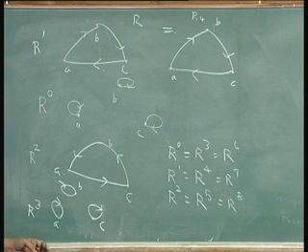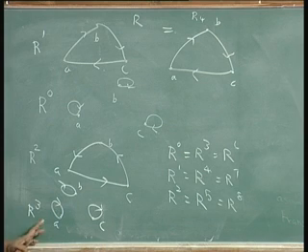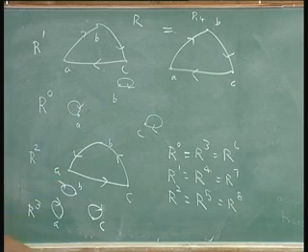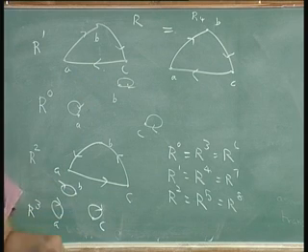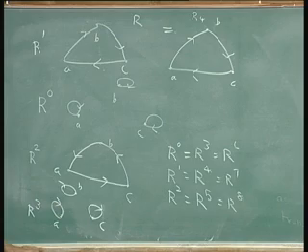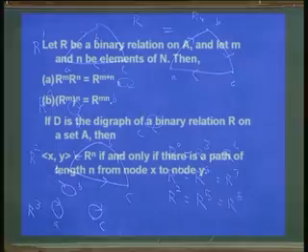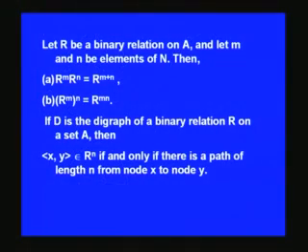So, in this case where you have only 3 elements and the graph is like this, this is a particular example. You find that this is R 0, this is R squared, this is R cubed, then R power 4 again becomes equal to R power 1, that is R, and so on. We have this very simple relation. This is very easy. This can be proved by induction in a very easy manner.